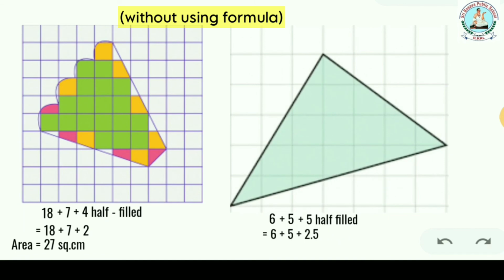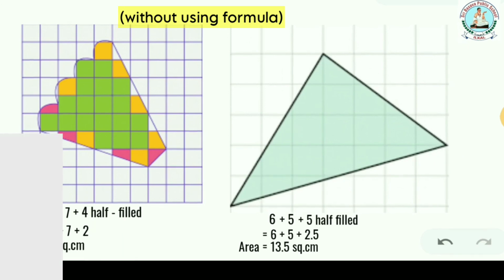So we write 6 as 6 because there are 6 squares which are completely filled and there are 5 squares which are filled more than half. So that's why just consider all those 5 squares as 1 square centimeter each. So we write it as it is, 5. And what is the half of 5 squares? So half of 5 is 2.5, or else the 5 half filled squares will give you 2.5 squares. So just get the total of this now. So that is 13.5. So area of this closed figure is 13.5 square centimeter.